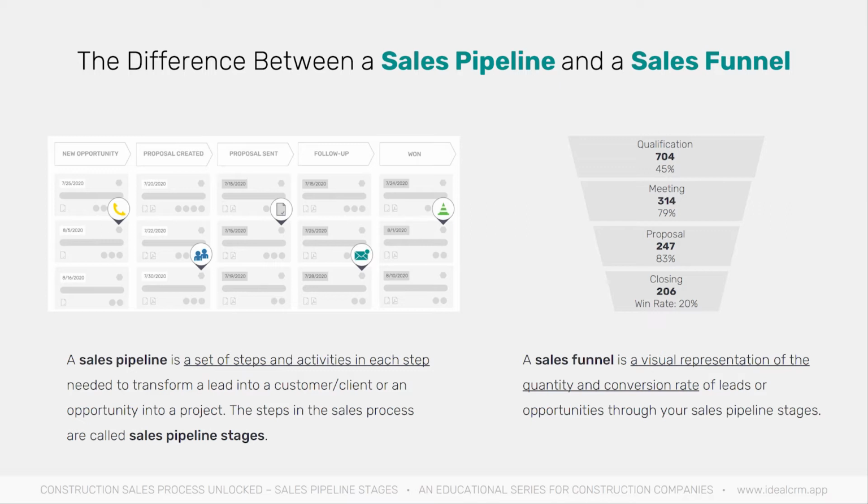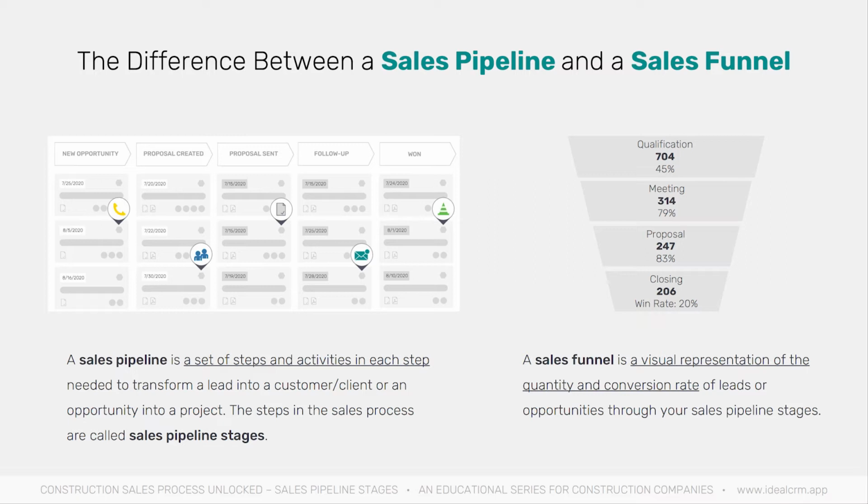A sales pipeline is a set of steps and activities in each step needed to transform a lead into a customer, or an opportunity into a project or a won bid. The steps in the sales process are called sales pipeline stages. When you look at your sales pipeline, you basically know what to do next. You can easily identify next steps for each opportunity. For example, if you see that an opportunity has been sitting in negotiating stage for too long, you know you need to follow up with that client, find out what's going on, and hopefully move the opportunity to the next stage.